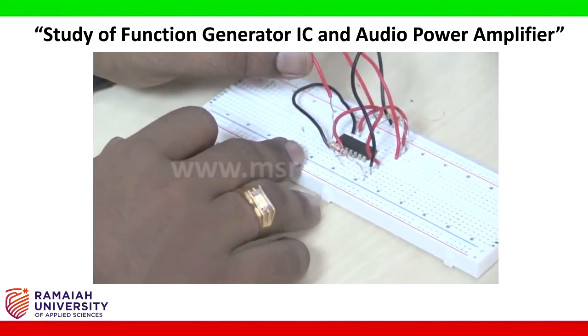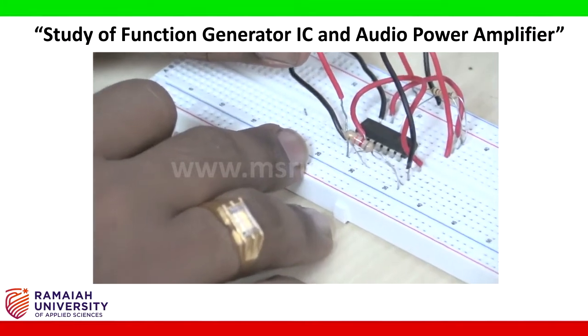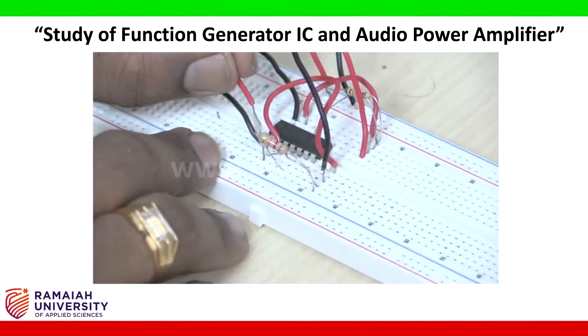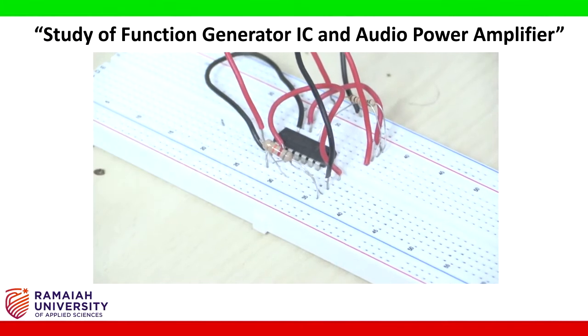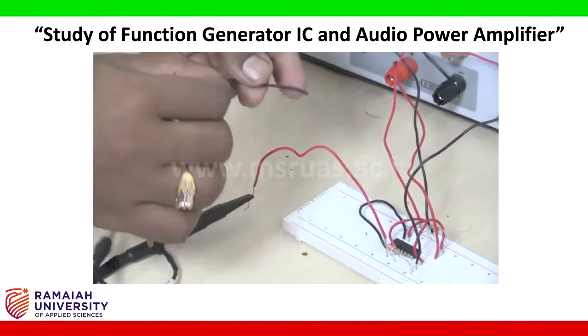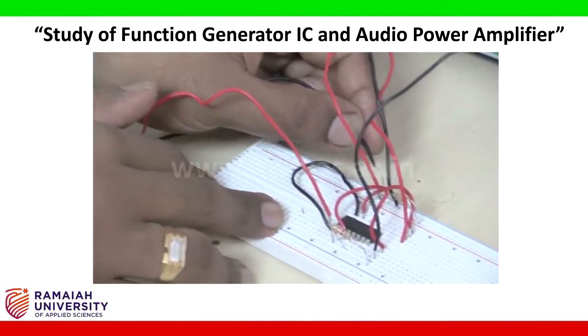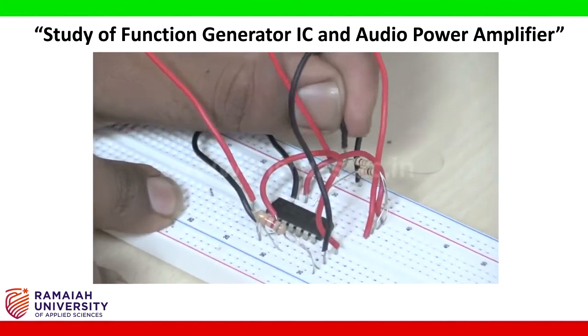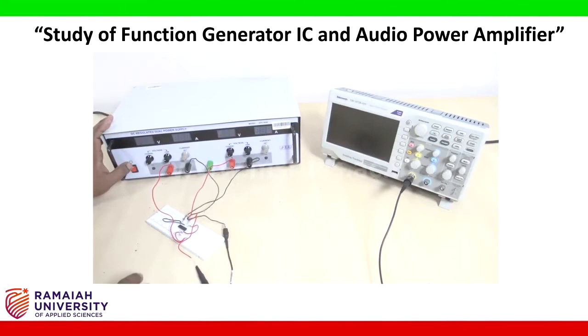7, 8, 9. This is pin number 9. I will place this one to here. And the negative given to ground, so I will make this to ground. This completes the circuit connection of the signal generator.